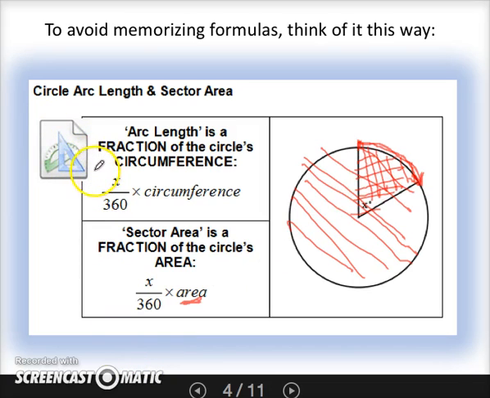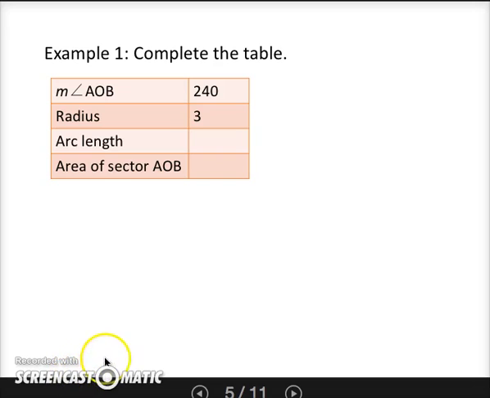So the last piece of information is, how do we find that fraction? Well, we find the fraction using the number of degrees in a whole circle, which is 360, and the number of degrees that is the arc measure, the measure of this angle that makes the sector what it is. So we take the arc measure over 360 and we multiply it by the circumference or area, depending on what we're trying to find. Okay, let's try an example problem.